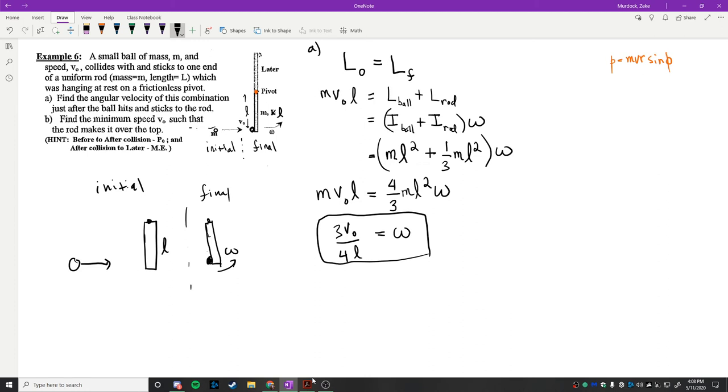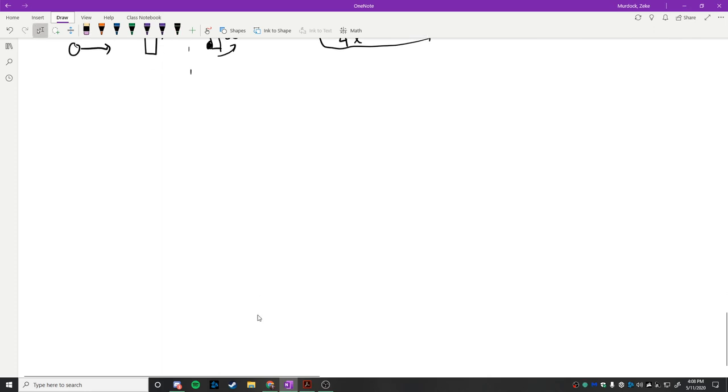Alright. The next question is, find the minimum speed v naught such that the rod makes it over the top. So now we have a new scenario where we want to solve for v initial if the rod will just barely make it up to here. So what I'm going to say is that once the object gets up to here... Okay, let's do a new picture now. So now our picture is going to be, your initial is going to be like this. I've got my pivot point, I've got my rod, and I've got this mass here. They're stuck together, and the whole system is rotating with an angular speed omega. And we know what that is. It's 3 v naught over 4L.